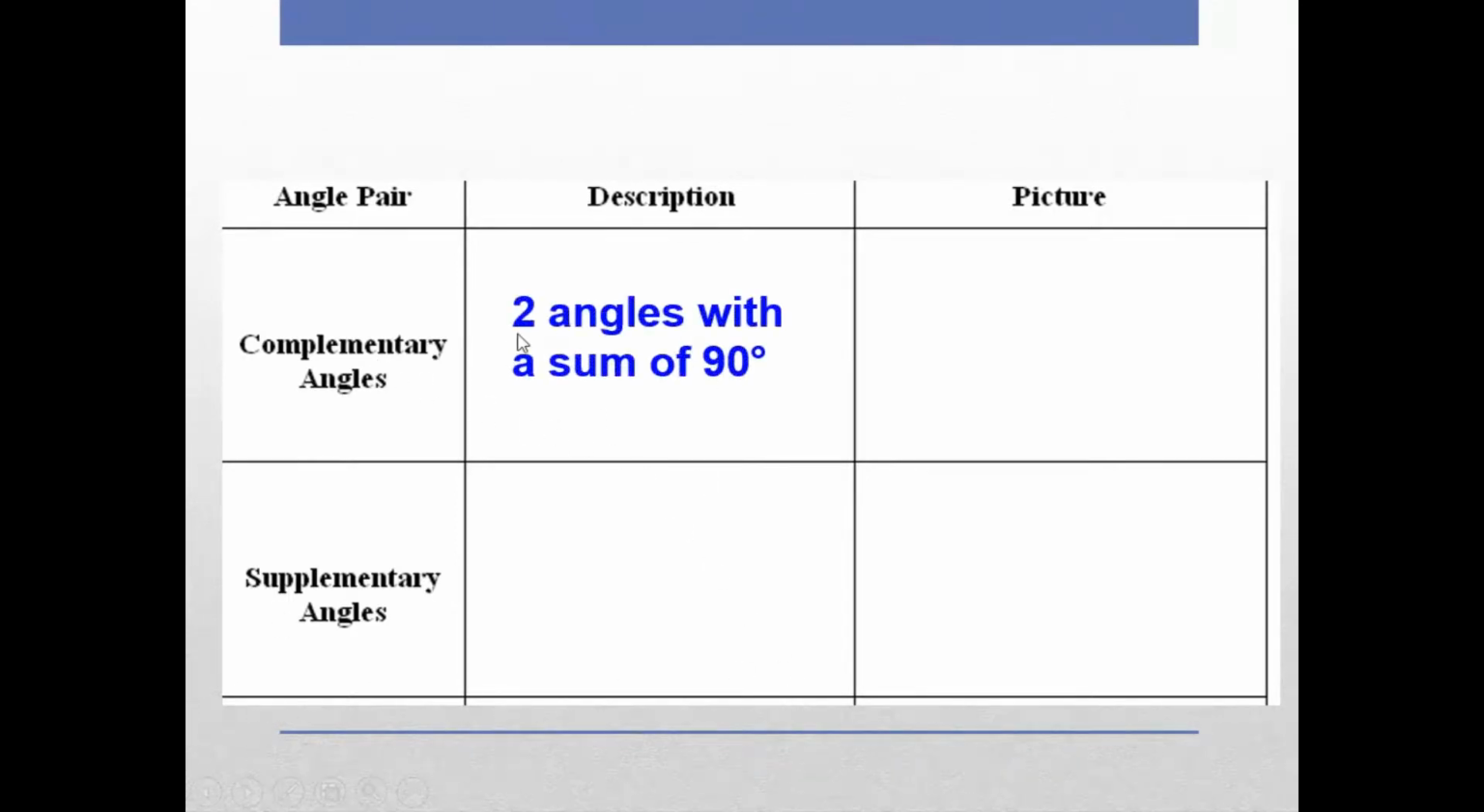Complementary angles are just two angles with a sum of 90. So they add together to make a 90-degree angle. They can also be separated and still add to 90. They do not have to be next to each other or sharing a side like that.